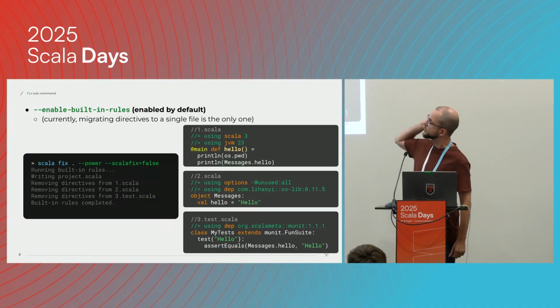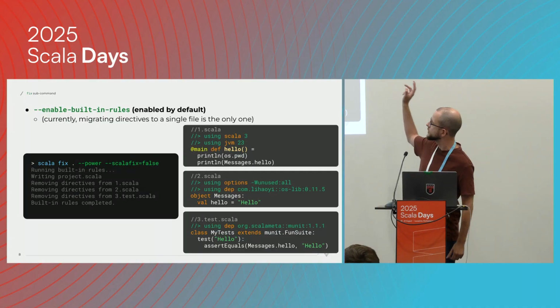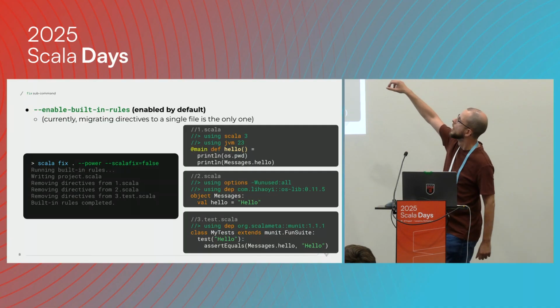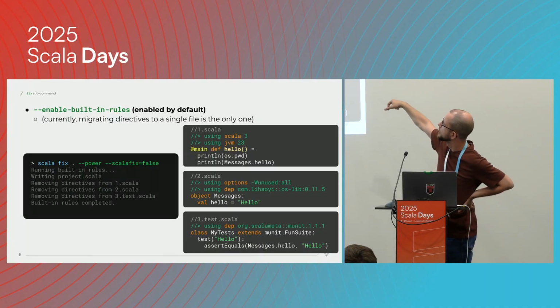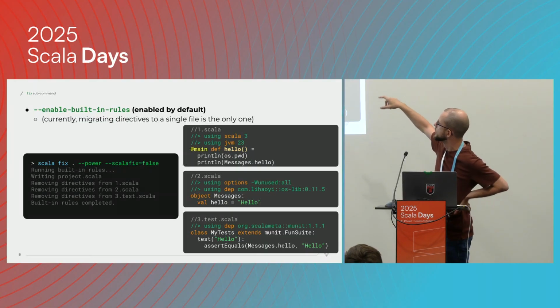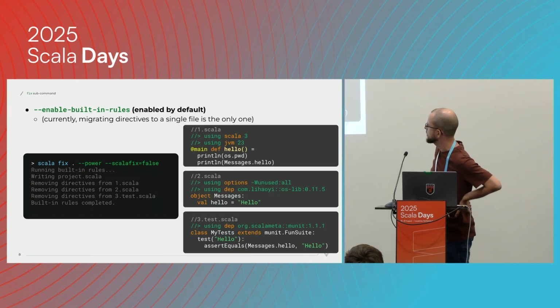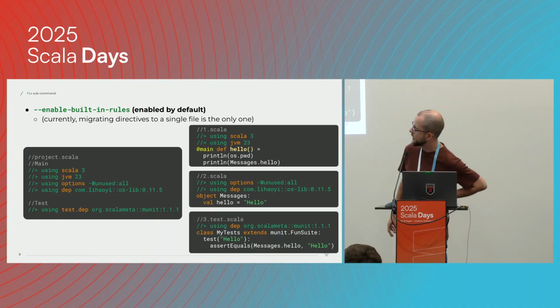So when you run the built-in rules, which are enabled by default, all of this will land in the project.scala file. For this example, I have the using Scala 3 and using JVM 1 directives. These directives are in the first Scala file. The second one has some compiler options and a dependency on Li Haoyi's os-lib. And then the third one is a .test.scala, so it's in the test scope, and that has a dependency on munit, right? And after we run the built-in rules, we get a project.scala like this.